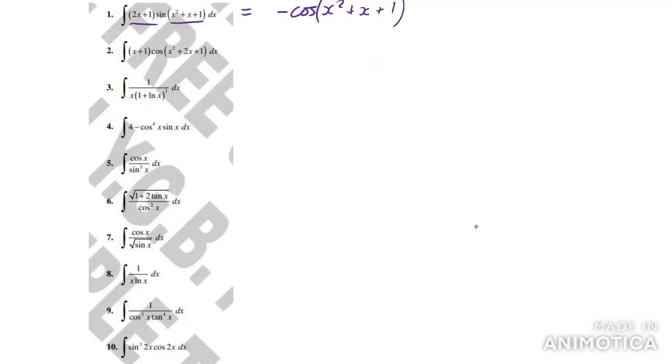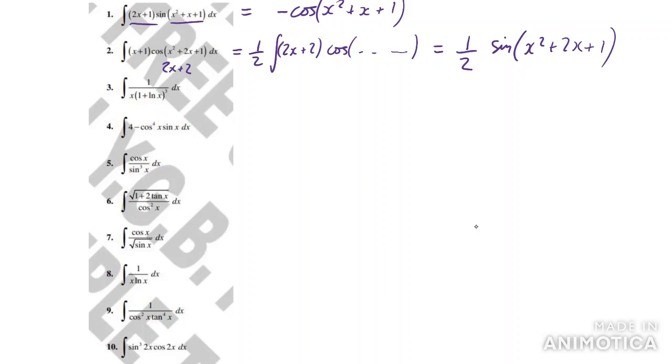Very close to correct. The differential of this is 2x plus 2. So we want to make this match perfectly by saying that this is half of the integral of 2x plus 2. Then the cos function will integrate into, half, because we've got that half outside. Cos integrates into sine, so it's half sine of x squared plus 2x plus 1.